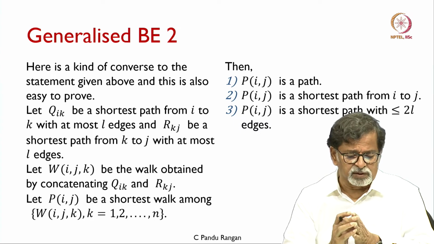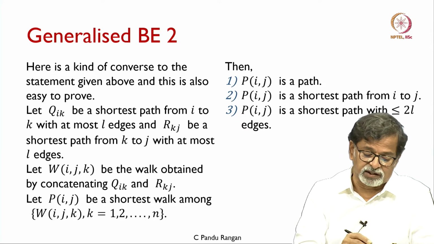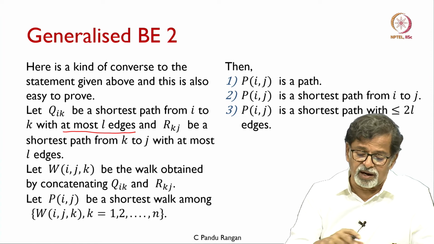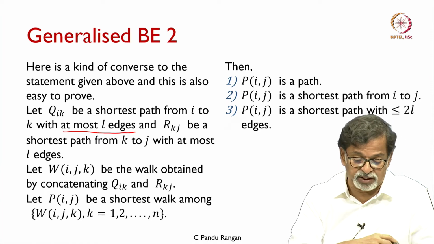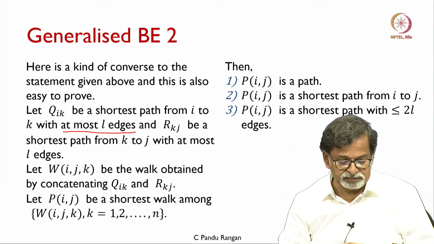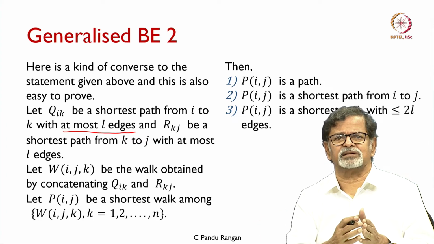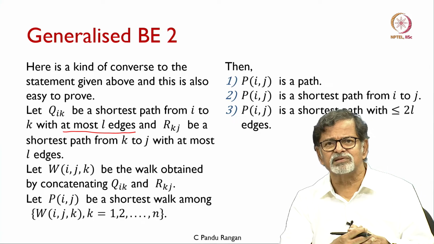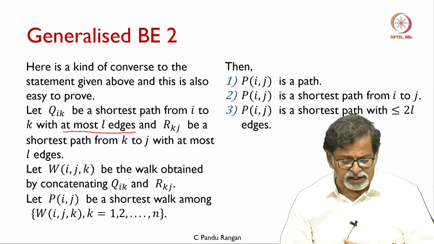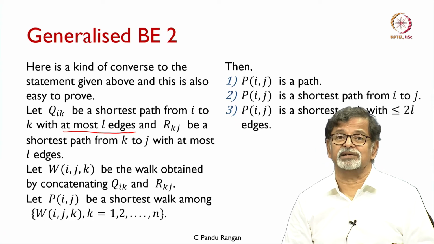Suppose q_ik is the shortest path from i to k, and let us assume that it has at most L edges, and r_kj is the shortest path from k to j with at most L edges. Now let us combine for various k. K is an arbitrary intermediate vertex and k can be any vertex other than i and j. So let w_ikj be the walk obtained by concatenating q_ik and r_kj.